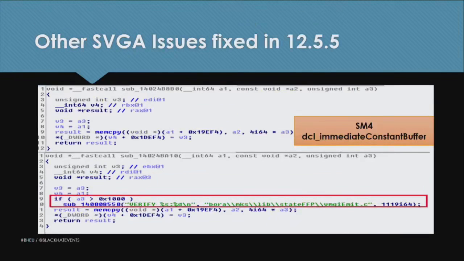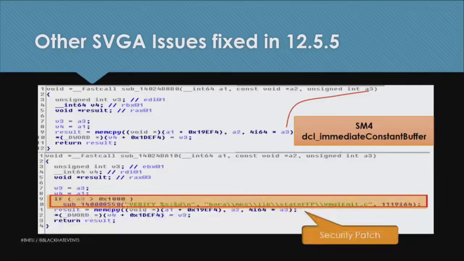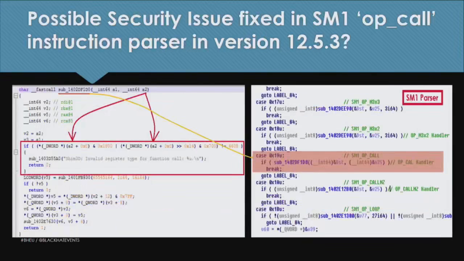And there is another issue that has been fixed in the shader model 4 DCL intermediate constant buffer parser. As you can see, there is a memcpy call, and the third argument, which is the size of the memcpy, was directly coming from the guest operating system. Since this is untrusted data, we can trigger an out-of-bound condition here using this memcpy. VMware has added a small check to make sure it is not greater than hex 1000. If it is more than 1000, it will go to an error and handle the error.